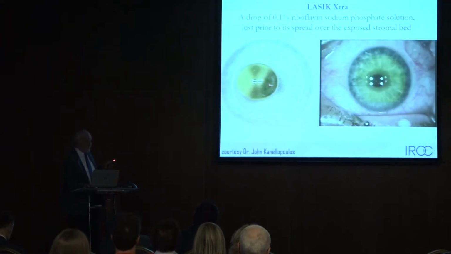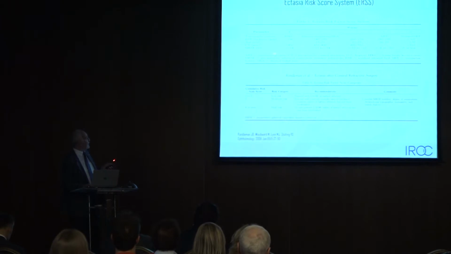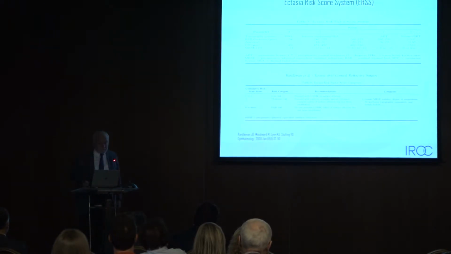But the Americans were the ones to find out some scores, risk factors, like if the topography looks strange in terms of form fruste, or the residual stroma is too thin, or the patients are too young, and if you do too much correction, then you are making out of that LASIK a kind of risk procedure.